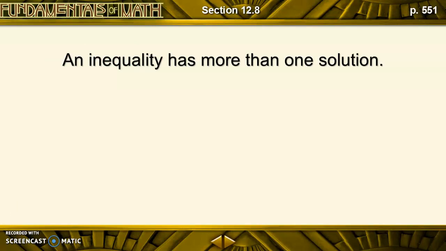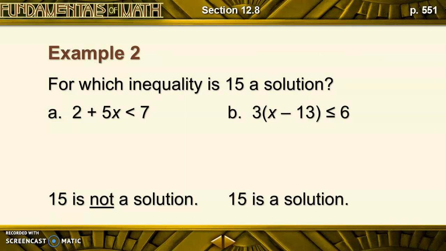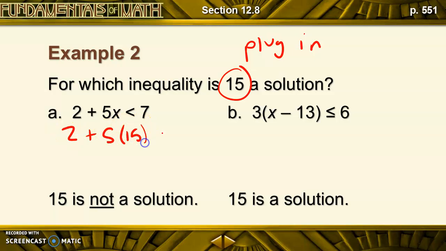Now, one thing that's true about all inequalities is they have more than one solution. So, for part of your homework, you're going to be checking to see, is the solution true? For which inequality is 15 a solution? So the only way that we can do this is if we plug this number in. We plug it in for our variable. So we would write this as 2 plus 5 times 15 should be less than 7. If this is true, it is a solution. And then we ask, is it true?